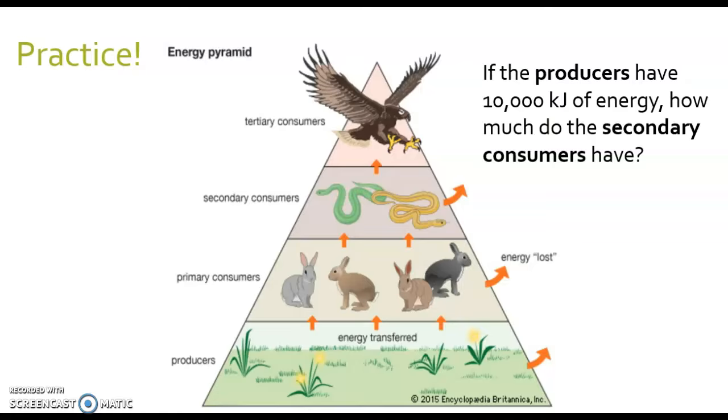I take my number 10,000, put my decimal point at the end, and I move it over once to the left. That's going to give me the number 1,000 kilojoules. That's how much energy the primary consumers have. But remember, the question's asking about the secondary consumers. So I have to move my decimal point 1 more over to the left. When I do that, I move my decimal point over again, and now I have the number 100. The secondary consumers have 100 kilojoules of energy.